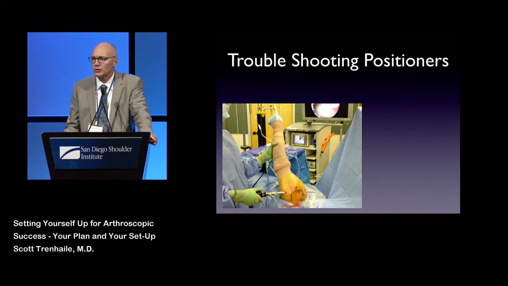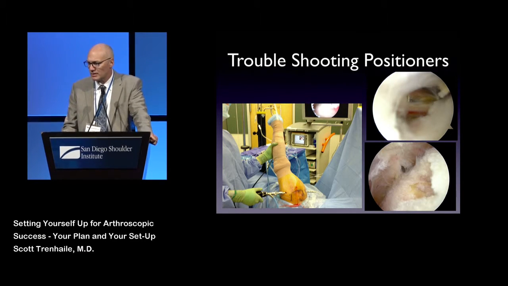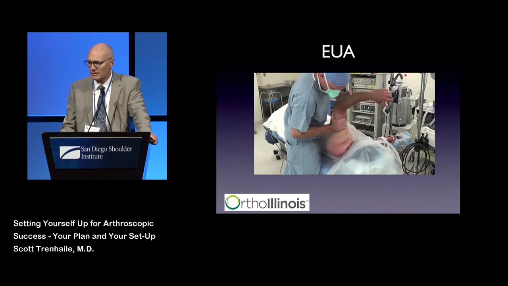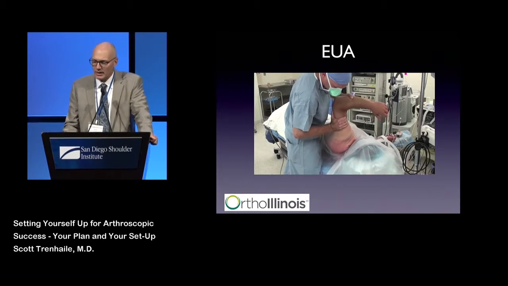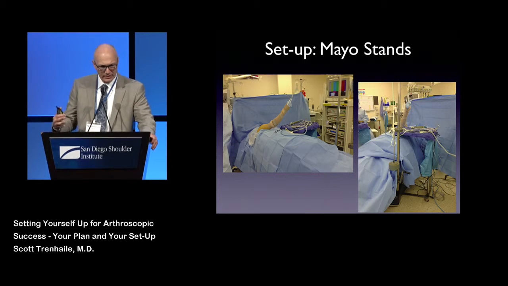You need to know how to troubleshoot any positioner. In this particular case, the weight was touching the rail on the side of the bed, and with just a little bit of pull on the arm, my view in the subacromial space went from this to this, where I can see the rotator cuff tear in the lower right-hand corner. So you have to be mindful about what you're looking at and how to fix this correctly and quickly. A good examiner anesthesia certainly is important, and doing this every time.